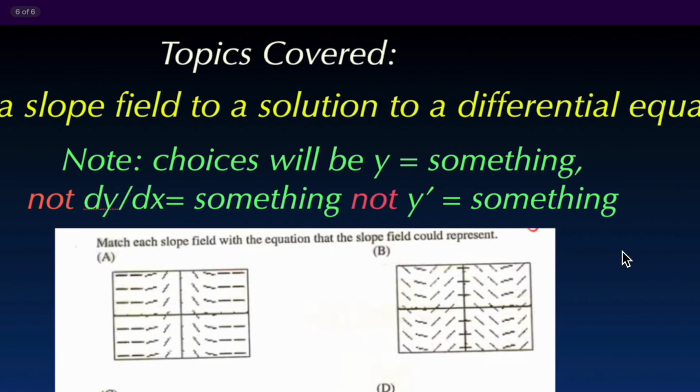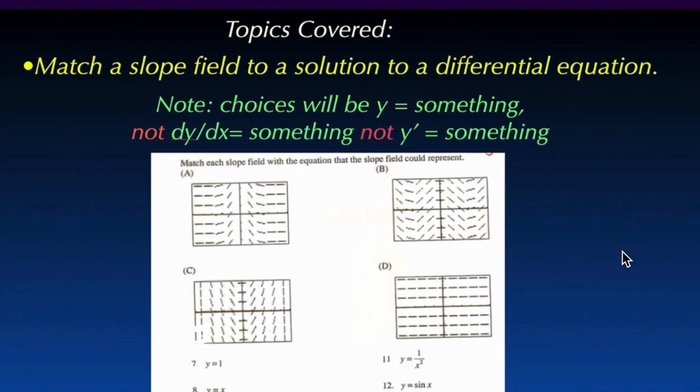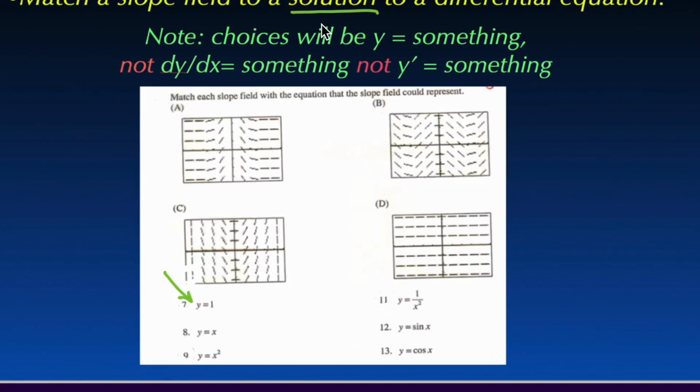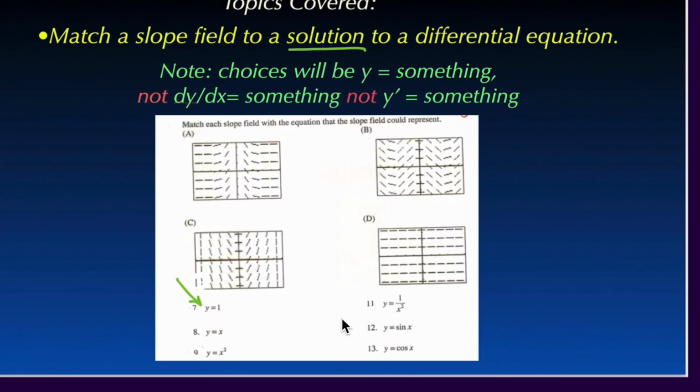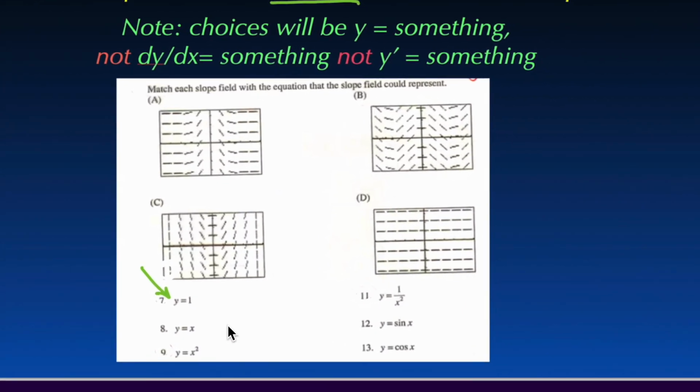Okay, here now, we're going to see the word solution. If you see the word solution, that's your indication that you have to connect the slopes. So here you see the word solution, and also you see these are solved for y. So if you see the word solution, and if you see the choices are solved for y, here is where you have to go after them.